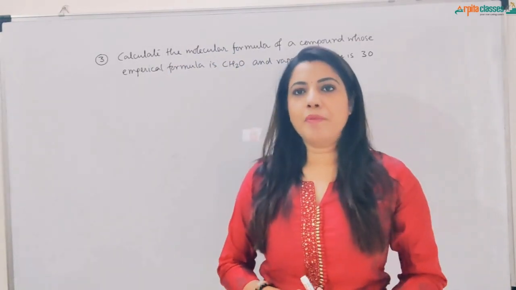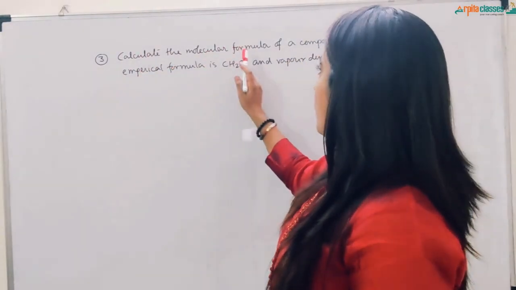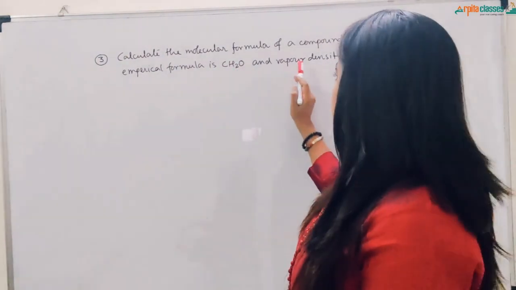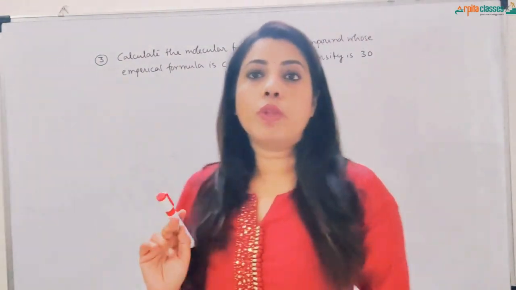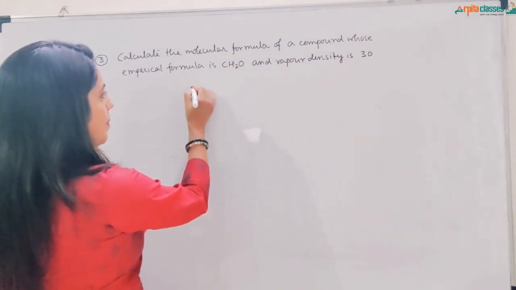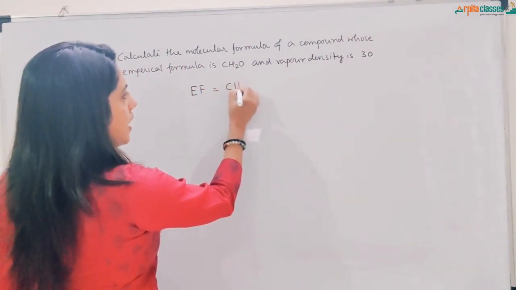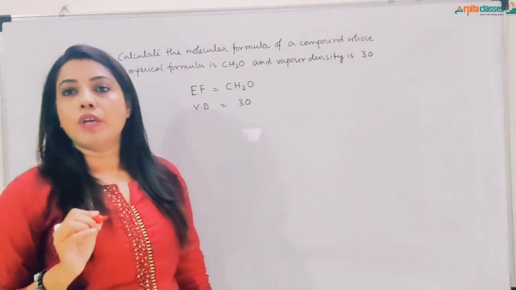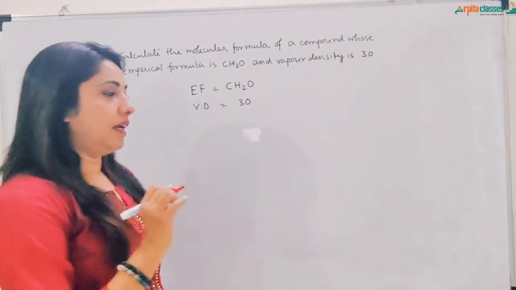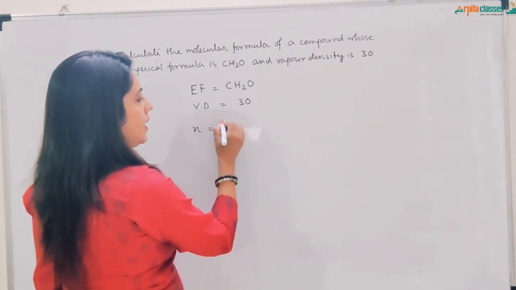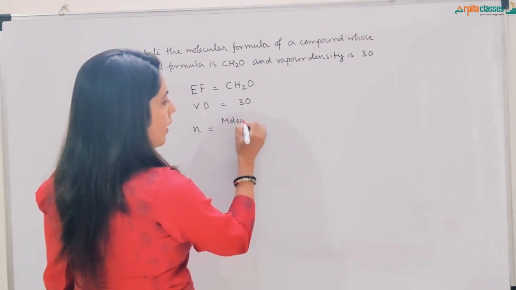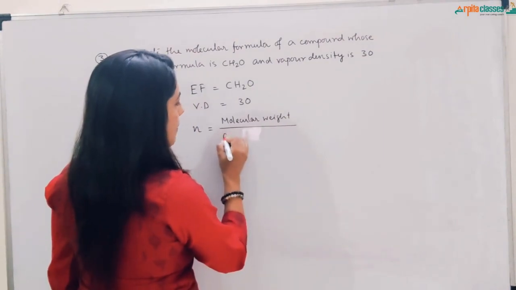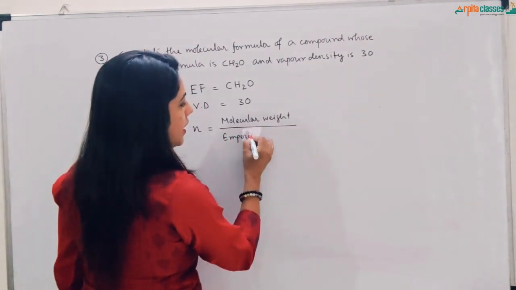Let's start with the next sum. Question number 3. Calculate the molecular formula of a compound whose empirical formula is CH2O and vapor density is 30. So the empirical formula is given, which is CH2O, and the vapor density is given, which is 30. So here we need to find out N. N is an integer, and how to find out N? N is molecular weight divided by empirical formula weight.